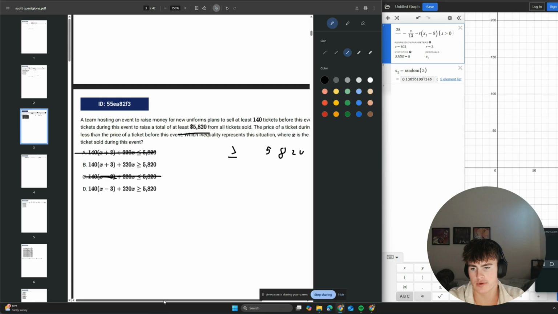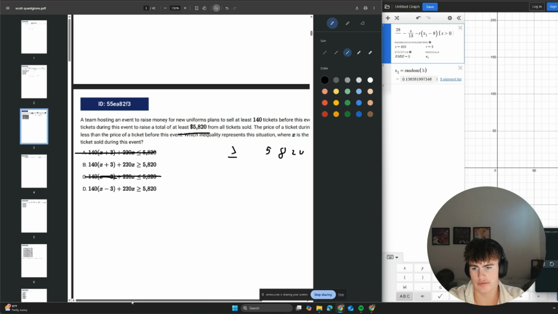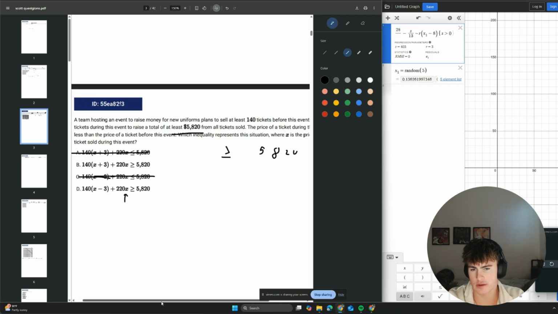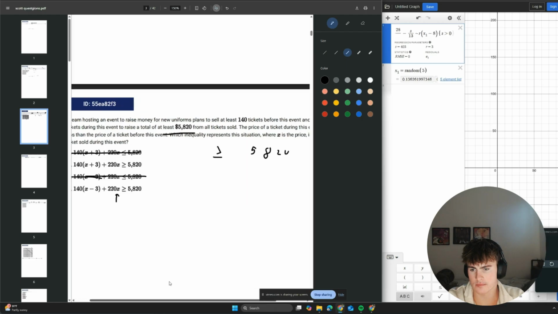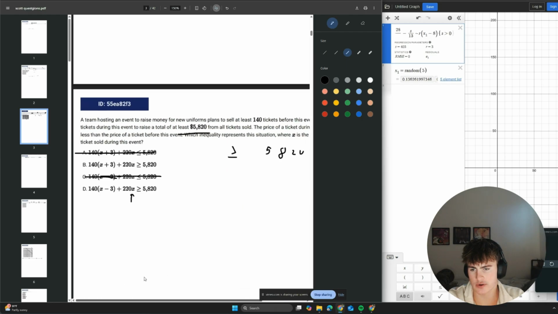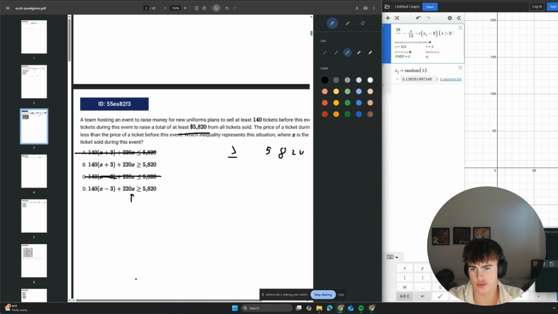Now we have 140 tickets before the event and 220 during the event. And the tickets during the event is X. The price of a ticket during this event is $3 less. Okay, so the ticket during the event is X, which is 3 less than before the event. So before the event, it'd be X plus 3, because before the event it's $3 more than during the event.